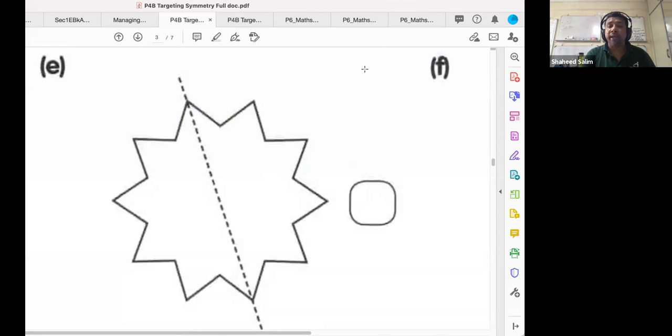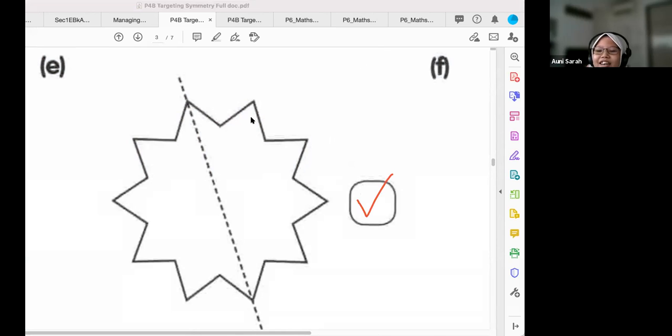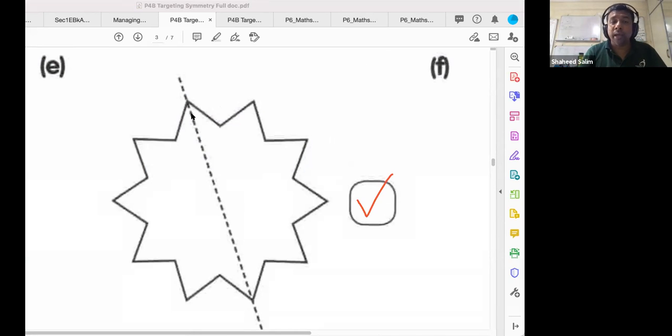Now, how do we know? If you're not so sure, get a ruler. Use a ruler, measure. Let's say this one is 2 cm. You measure this one, 2 cm or so. You measure down here, 3 cm. This one will be 3 cm also.